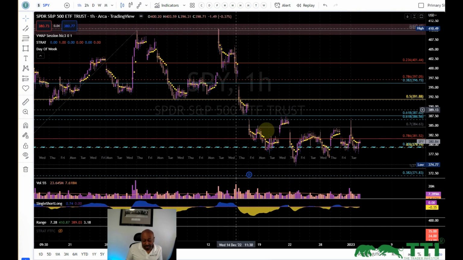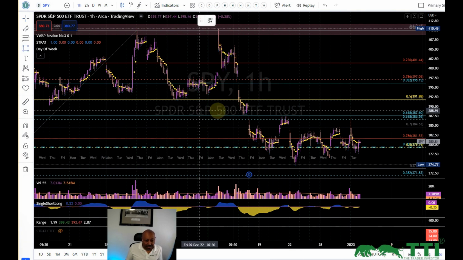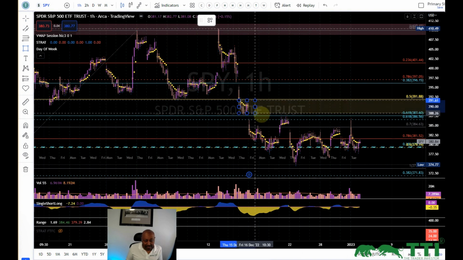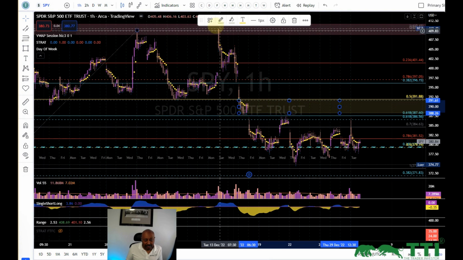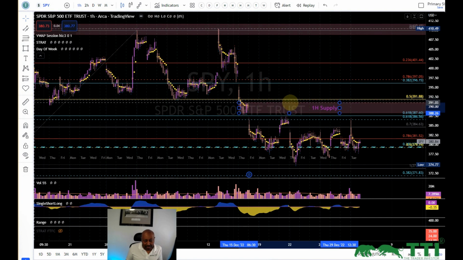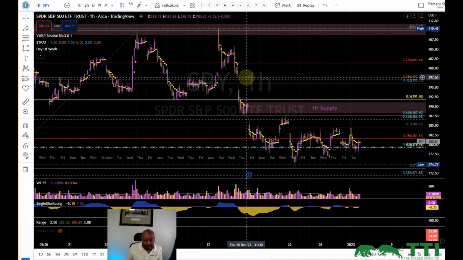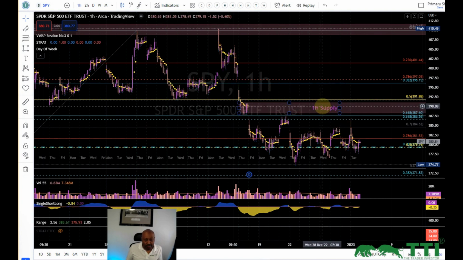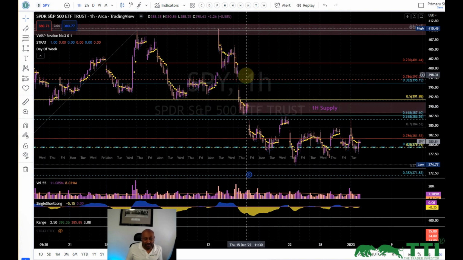I leave some of these drawings for your benefit, but this area here is a supply zone, and because we are in this supply zone, before we close the gap, this supply zone is going to act as some form of resistance. And then once we're done with this resistance, I can come back and take a look at this gap.